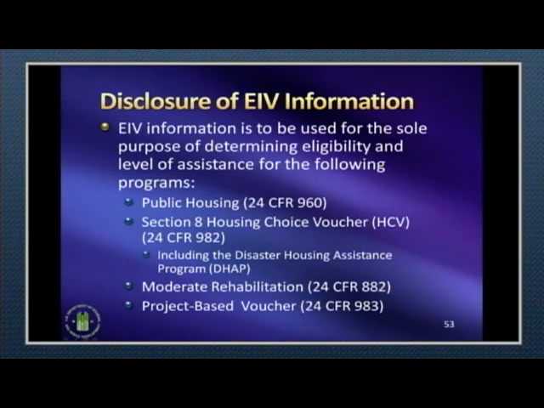Disclosure of the EIV information is very simplistic. The information is to be used for the sole purpose of determining eligibility and level of assistance for the following programs: the Public Housing Program, the Section 8 Housing Choice Voucher Program, including the Disaster Housing Assistance Program, as well as the Moderate Rehab and project-based voucher programs under these HUD regulations.